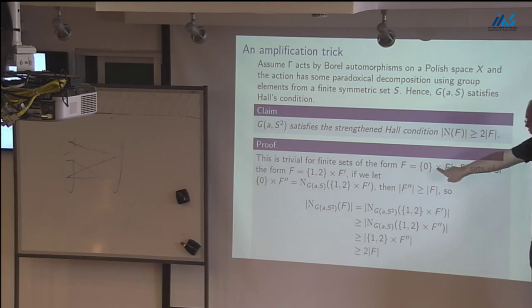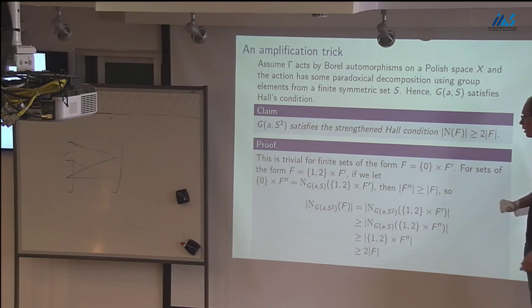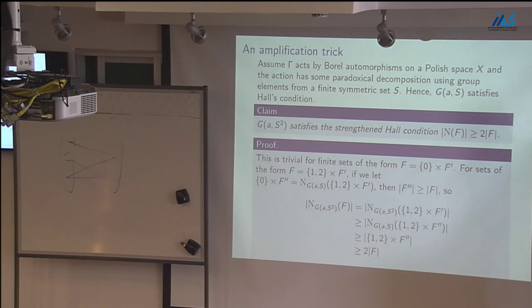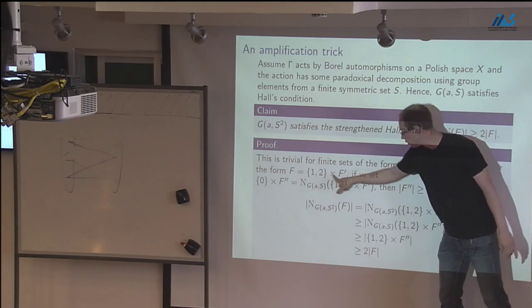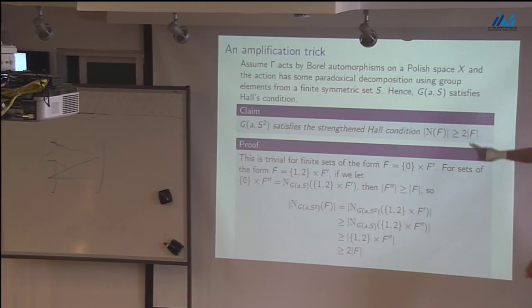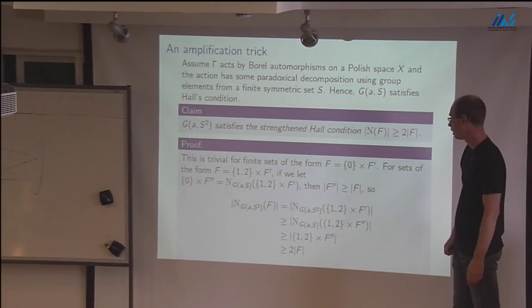If you have a set of the form that's in the zeroth part of X, so 0 times F prime, obviously you have at least one group element, and so it has neighbors that include 1, 2 times F prime. So you're done. So the hard part is that if you have some finite set F of the form 1, 2 times F prime, why does that enlarge by a factor of 2 after you take the neighbors in this larger graph, G_{S squared}?